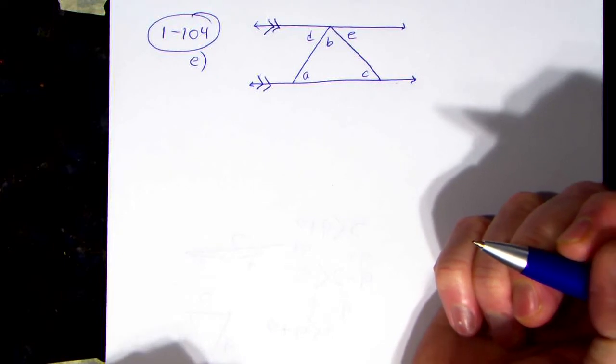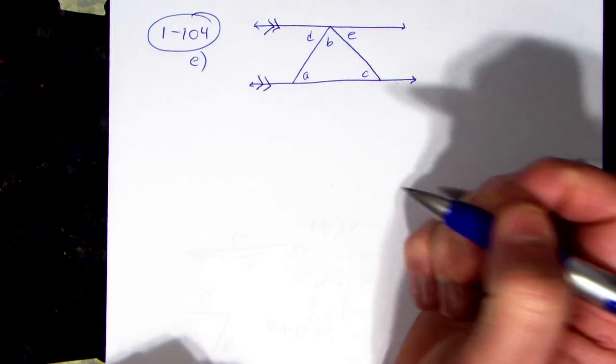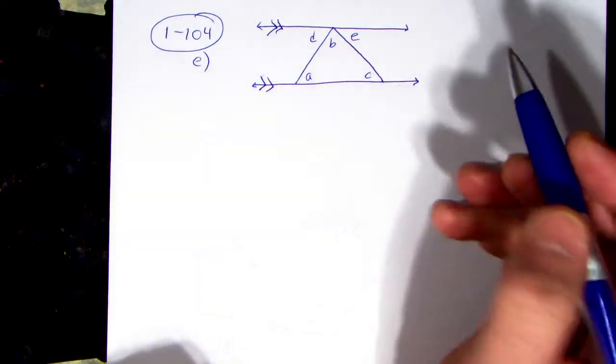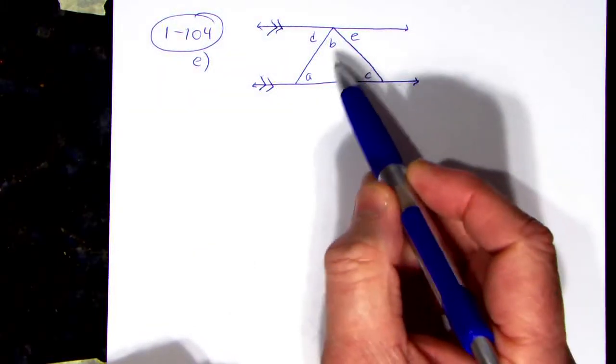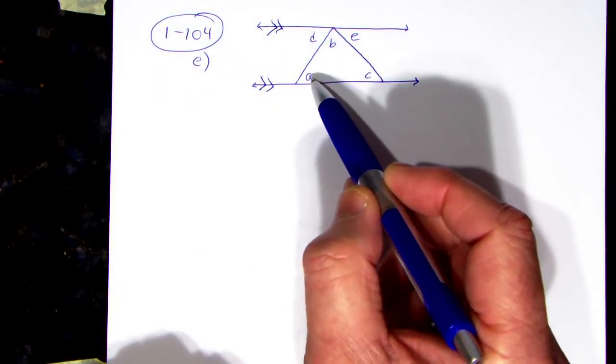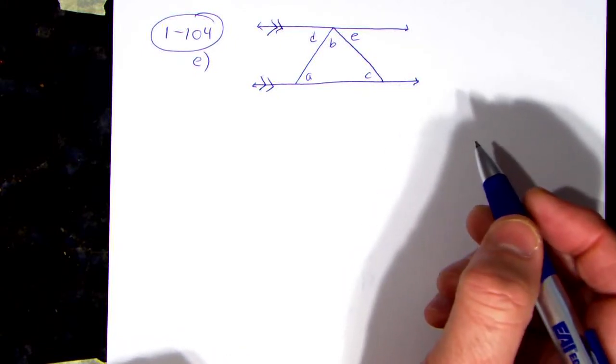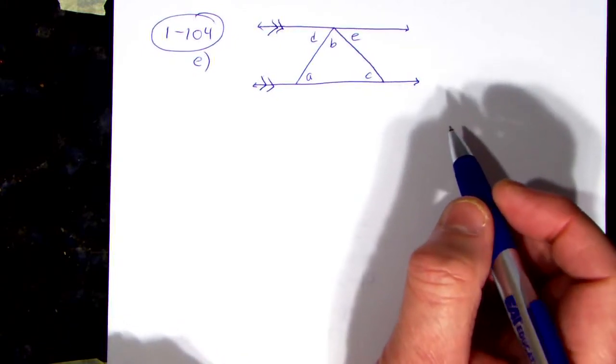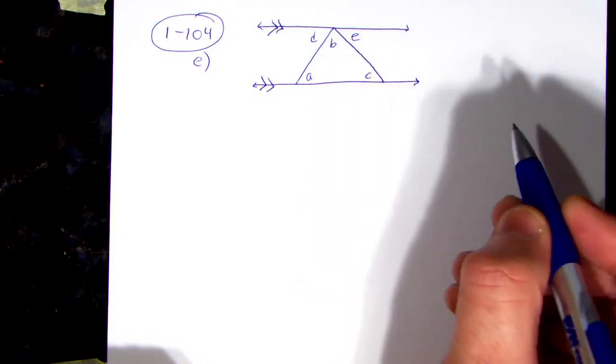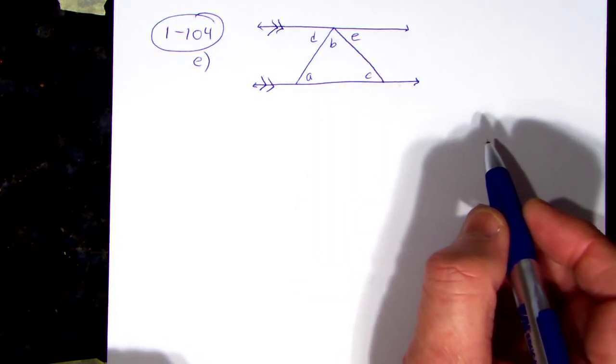There were a lot of questions on 104E as well, and this is the flow chart that you were supposed to develop to show that the sum of the interior angles of a triangle is 180 degrees. So remember, with the flow chart, you always want to start with what is given.